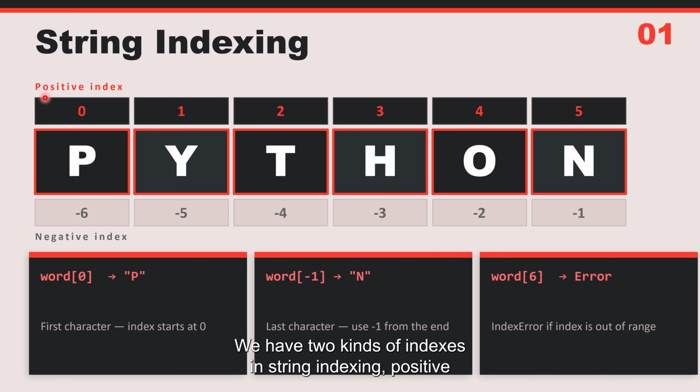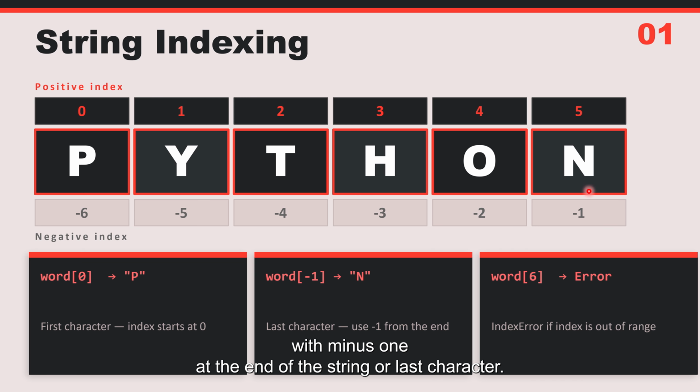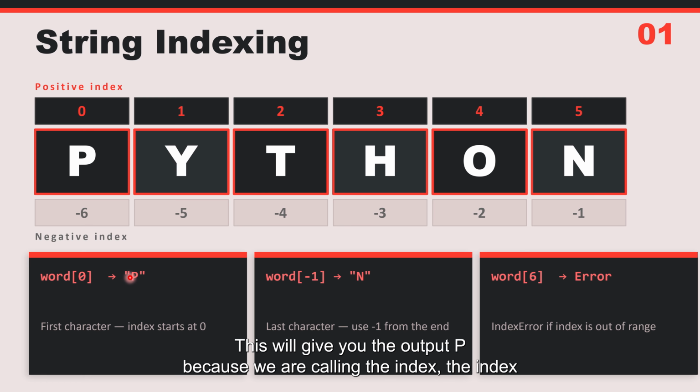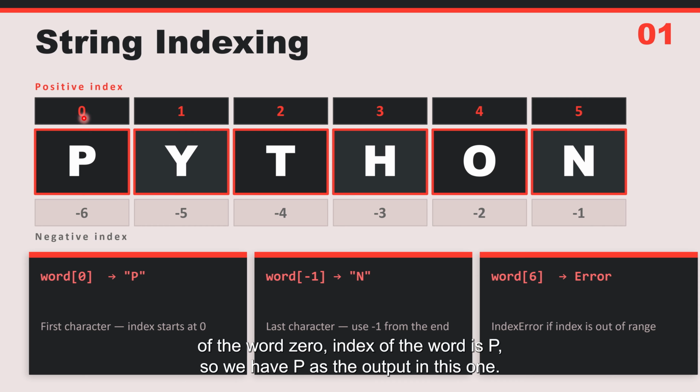We have two kinds of indexes in string indexing: positive index and negative index. The positive index always starts with 0 at the first character, and the negative index always starts with -1 with the end string or end character. As you can see down here, we have word, box bracket, and 0. This will give you the output P because we are calling the 0th index of the word. 0th index of the word is P. So we have P as the output in this one.